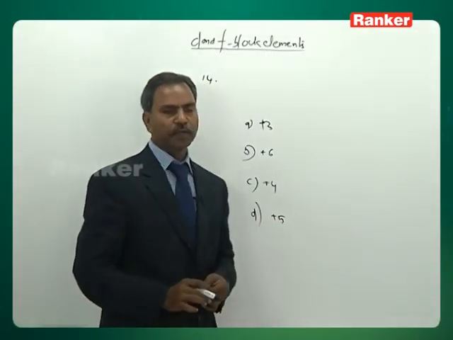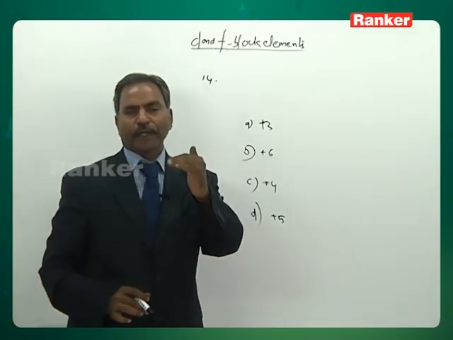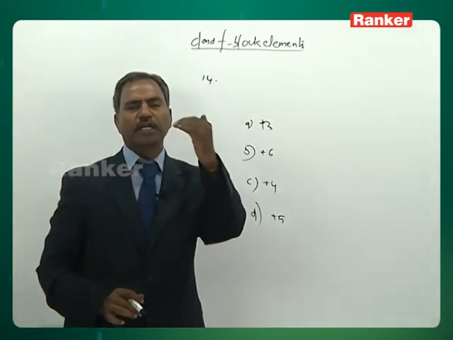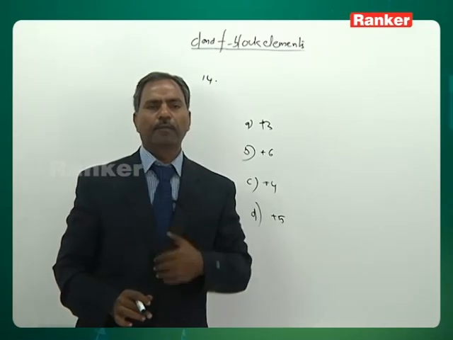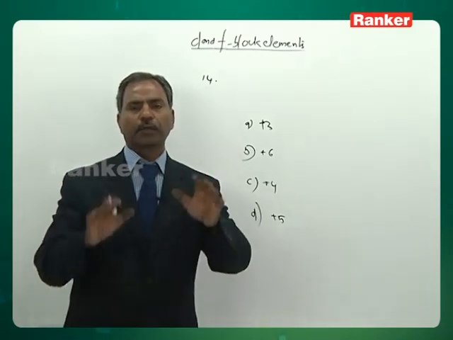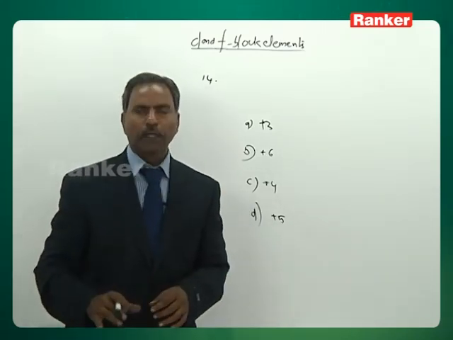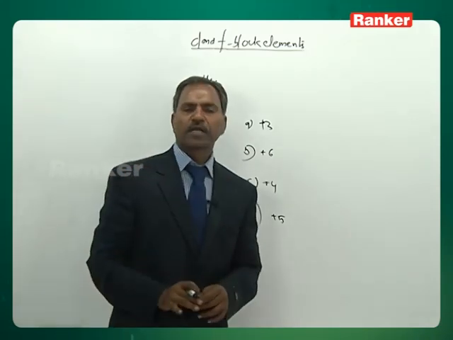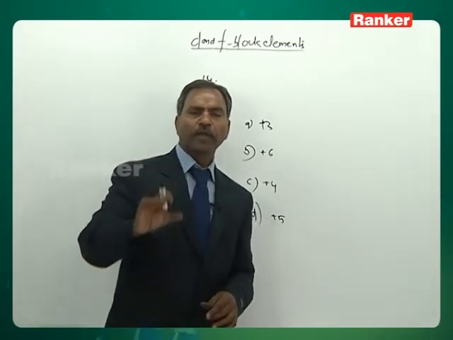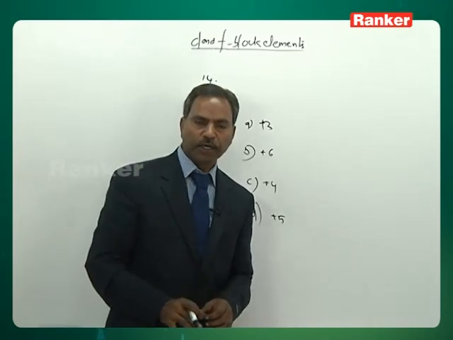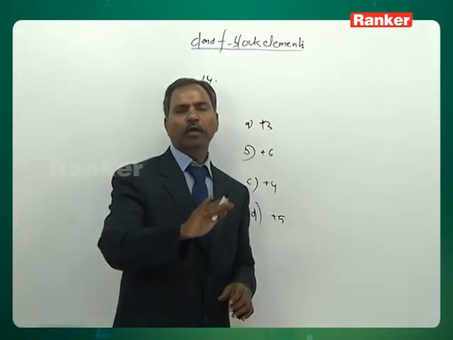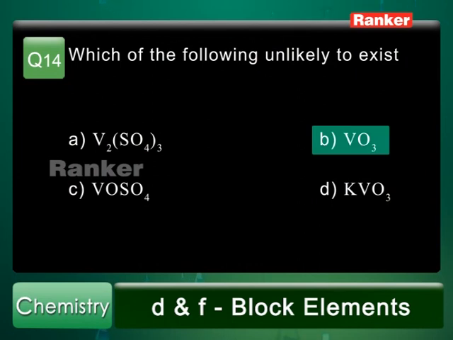This is also possible. Wherever the metal oxidation number is beyond its expected oxidation number, beyond its group number, that particular compound is not possible. In these answers, in option B, vanadium is exhibiting plus 6 oxidation number, which is not possible for vanadium. So option B is the correct answer.